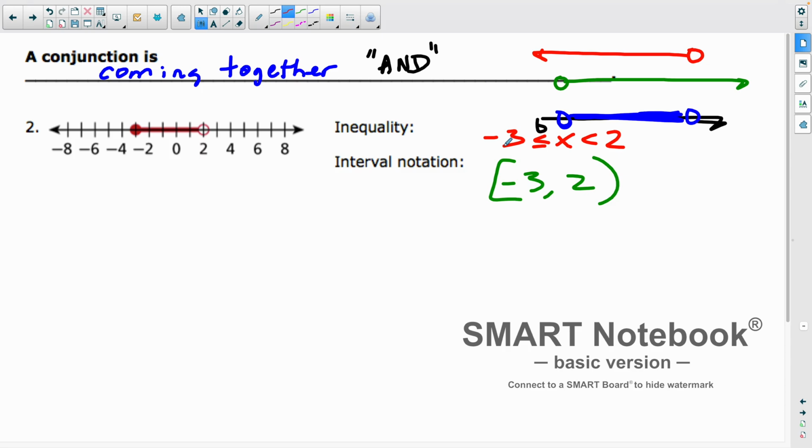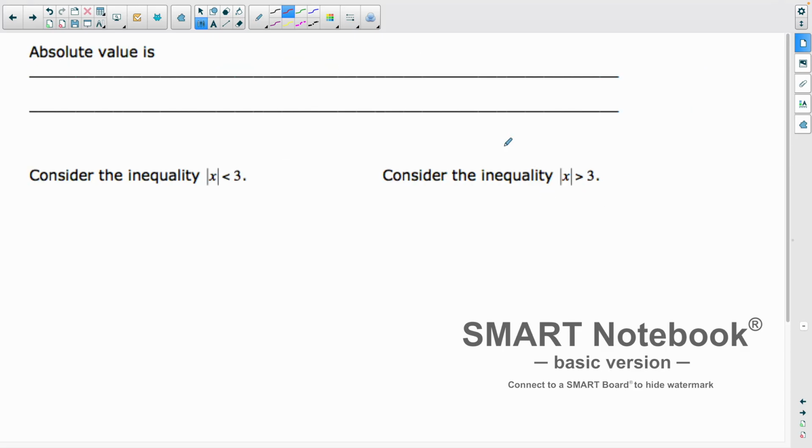Everybody good so far? All right, so we're going to start kind of basic like we did a while ago. At the bottom of the page, you have this right here. You have x is less than 3. The absolute value of x is less than 3. You have the absolute value of x is greater than 3. Okay?